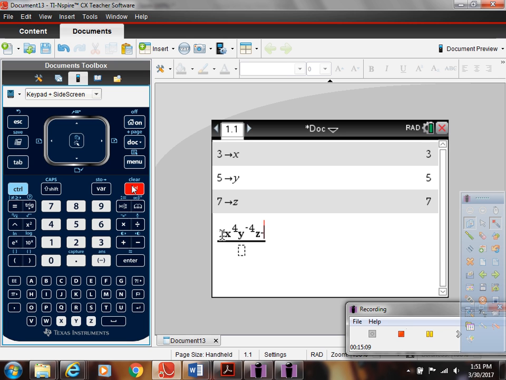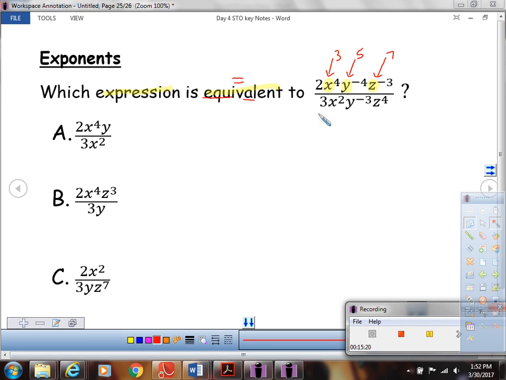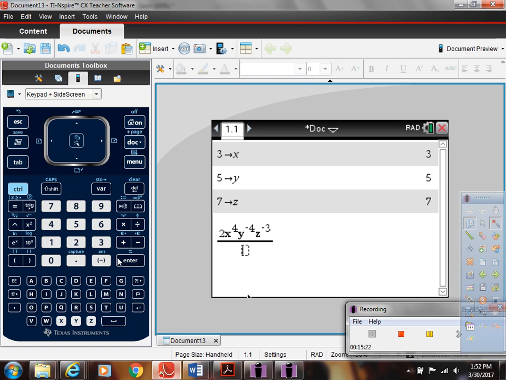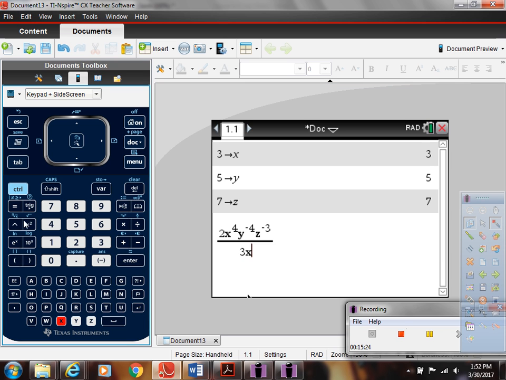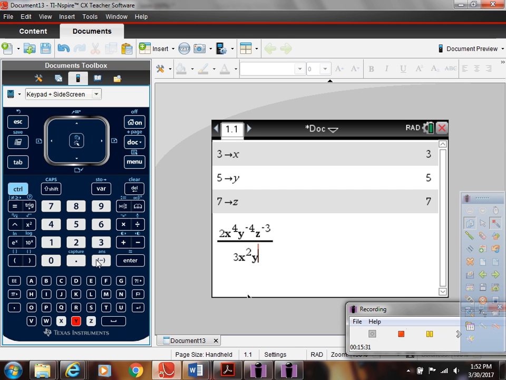Oops, I didn't erase it. Be careful how you type it in. Sometimes you'll end up typing everything in and realize you made a mistake. So be very careful when you're typing it in. On the bottom, it should say 3x squared. And then it's what? Y to the negative third, c to the fourth. Z to the negative fourth.